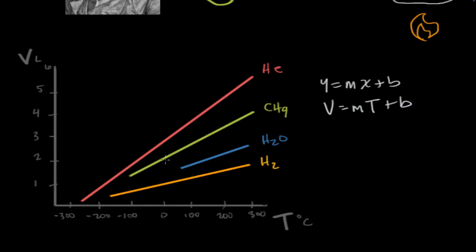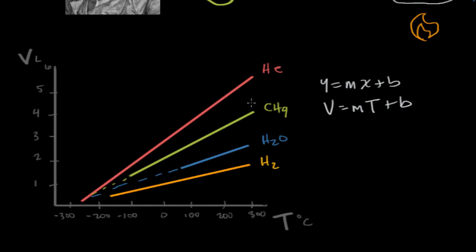So with methane, the boiling point would be about negative 100 degrees Celsius, but we could extrapolate this line down, and with water vapor, the boiling point is 100 degrees Celsius, so that's why this straight line stopped. But we can extrapolate this line all the way down as well. And the same thing with hydrogen.